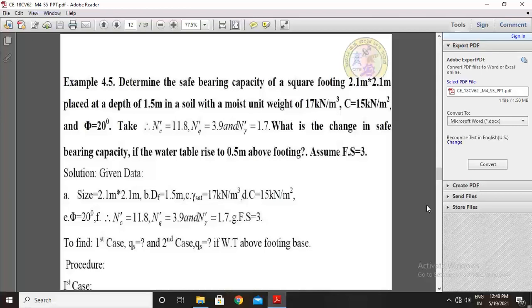I think this also follows similar steps, but here the water table rises 0.5 meter above the base of the footing. So then you follow the same steps.